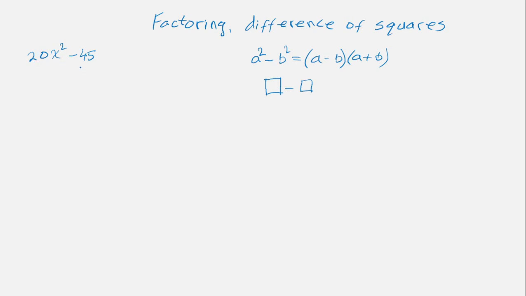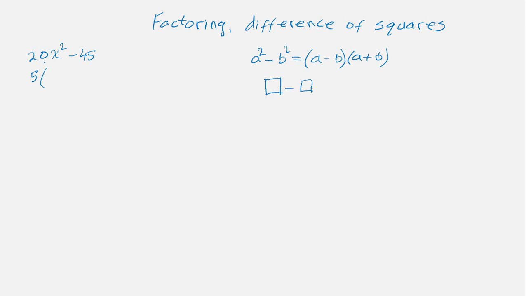20x squared minus 45. What do they have in common? There are two terms, so this here is a binomial. What do these two terms have in common? Well, this one doesn't have x, so they don't have x in common. But 20 and 45 actually have 5 in common, so we can factor 5 out.